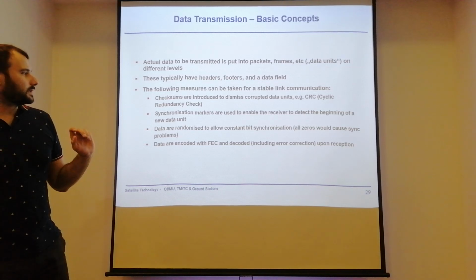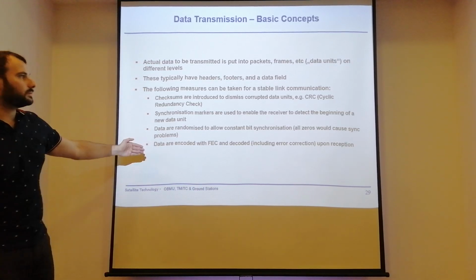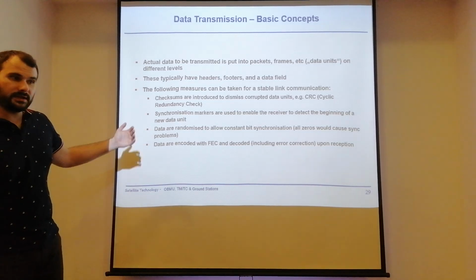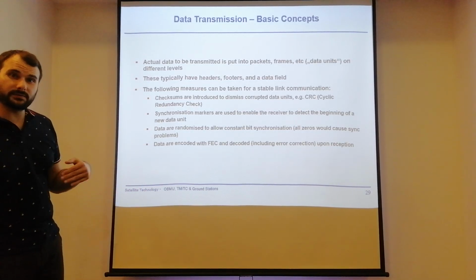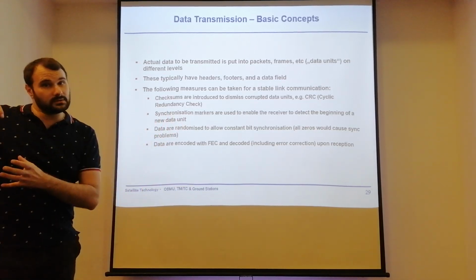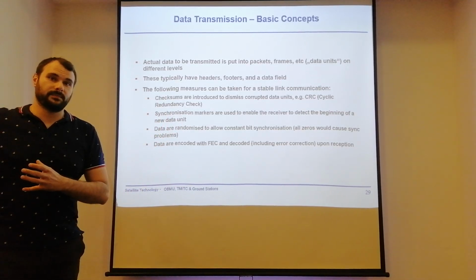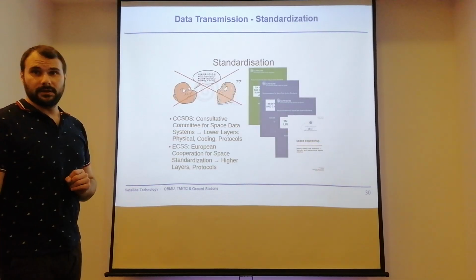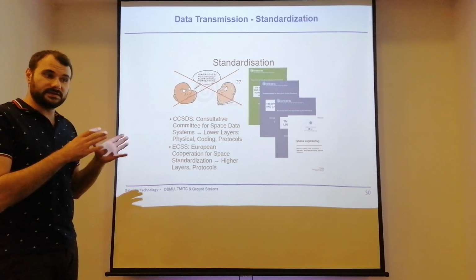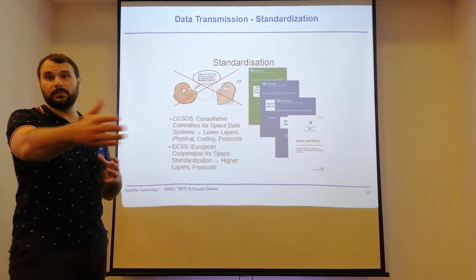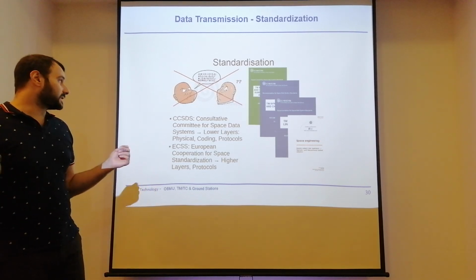But how is this in general done? Those are all different measures we can take to improve our link. But at the end of the day, we have a satellite and we have a ground station. And if you not only want to communicate with your single ground station, but also with others, you need something which is called standardization. Because you need to have a common standard that most of the ground stations fulfill to be able to talk with many different players.